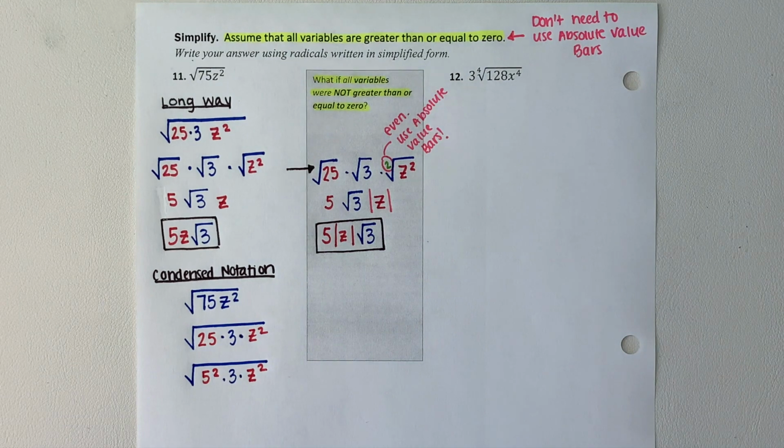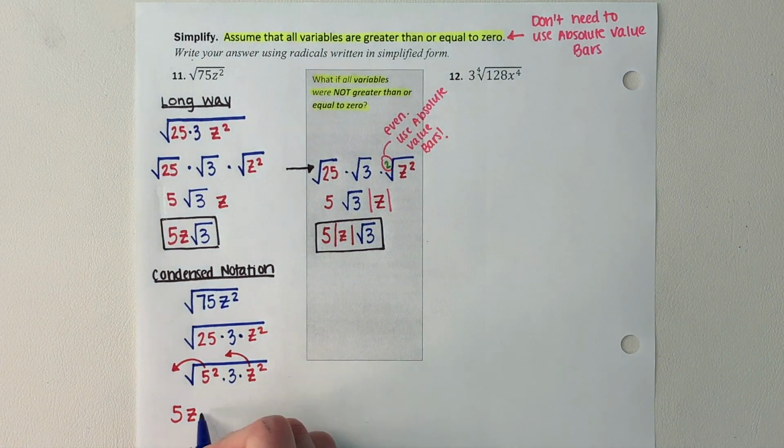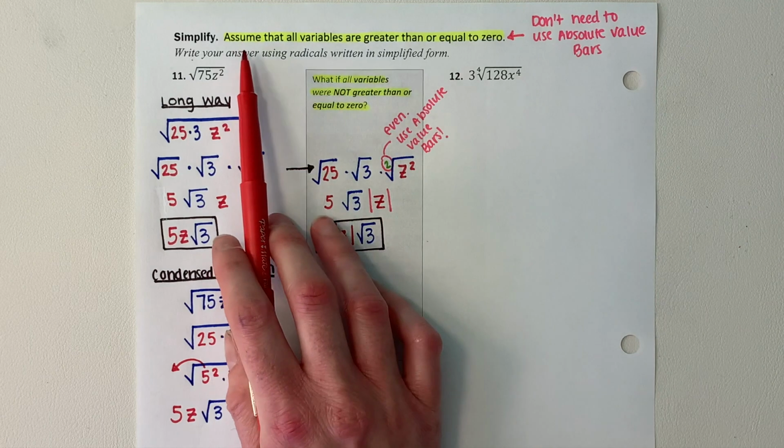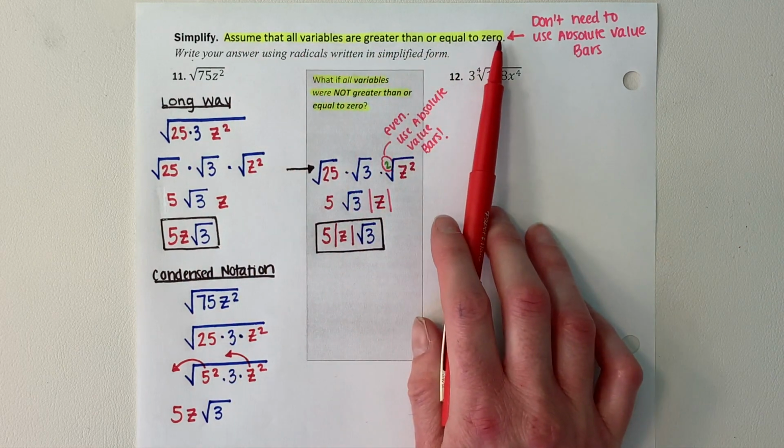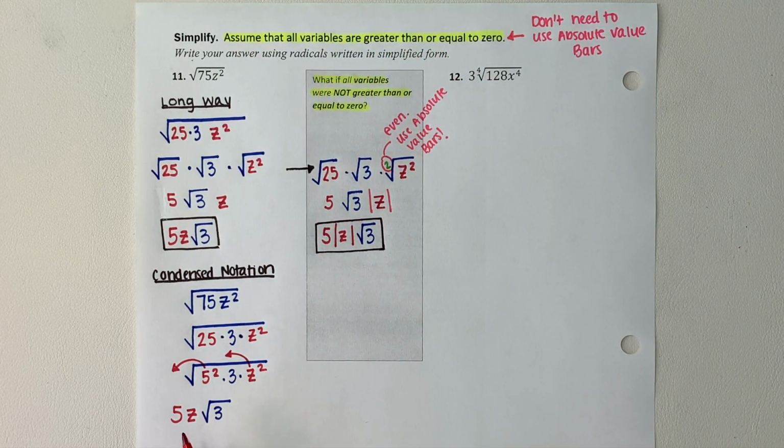Now, again, the implied index on this radical is a 2. So anything underneath the radical that has a 2 for an exponent, we can pull it out of the radical. So we'll pull the 5 out of the radical, and then we'll pull the z out of the radical, and the 3 is left underneath the radical. And again, for the rest of the problems in this chapter, we'll see that the instructions tell us to assume that all variables are greater than or equal to 0. So when we see those instructions, we don't have to put absolute value bars around our variable.